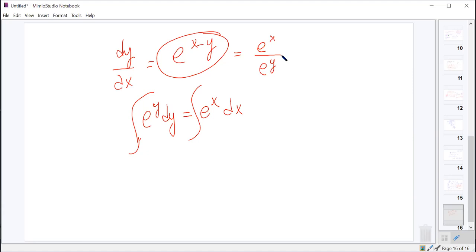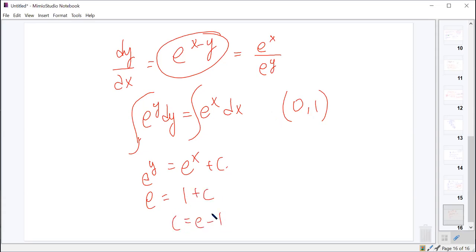And what's the integral of e to the y? E to the y, and the integral of e to the x should be e to the x plus our constant. And I didn't give you a value, so whatever. Suppose I said that it went through 0, 1. That would tell us that e equals 1 plus c, and our constant is e minus 1. So we'd have e to the y equals e to the x plus e minus 1. And we take the natural log of both sides.